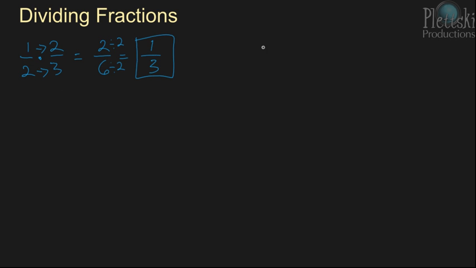Now, dividing fractions is a little bit different. What you do, let's say you have 2/5 divided by 1/3. Okay, what you need to do is you need to take the reciprocal of the second fraction, the reciprocal, which basically means you flip it upside down, and then you turn it into multiplication.